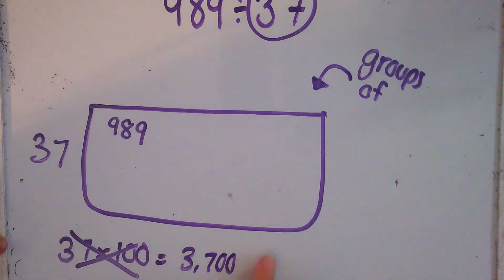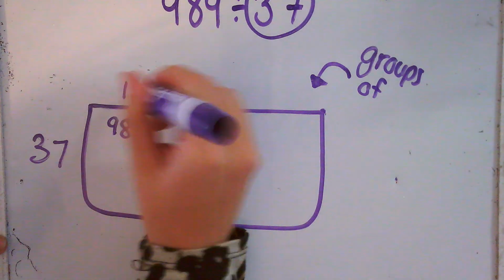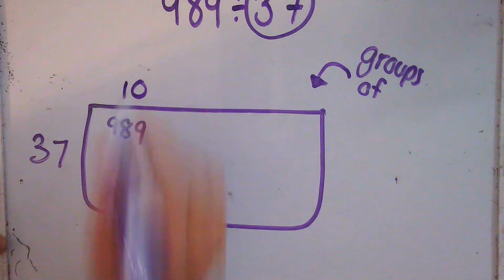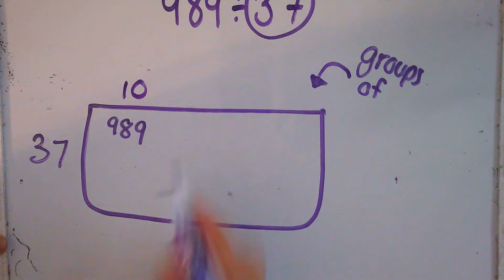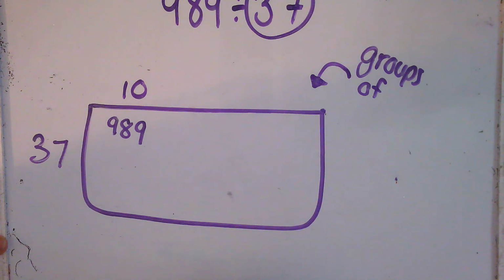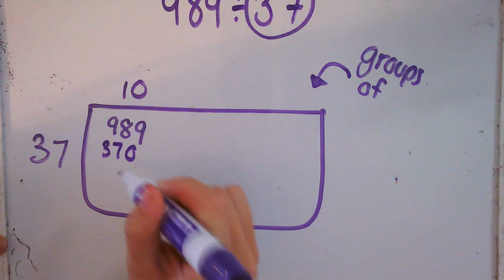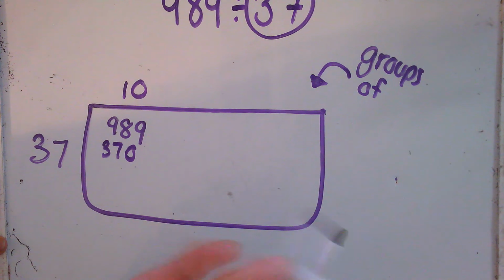But what we can think about is instead of taking out 100 groups, let's take out 10. What is 37 times 10? So we can figure out what's the value of 10 groups of 37. Go ahead and write that under the 989. If you said 370, you are correct. Now, what's our next step? Go ahead and do the next step. You can pause this video if necessary.